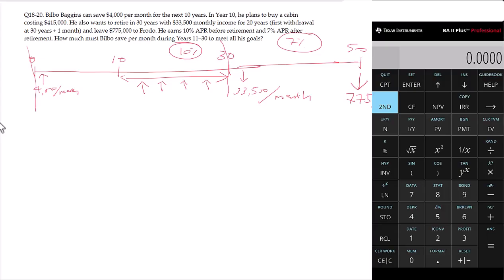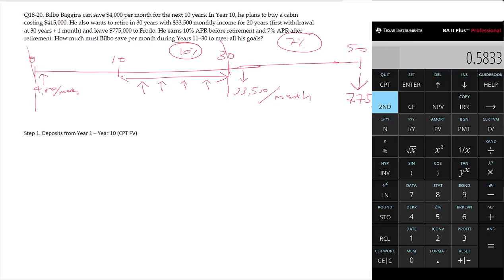Okay. And here I would like to start with just finding out what the monthly rate for post-retirement APR and pre-retirement APR is. So pre-retirement APR is 10%, so the monthly rate will be 10 divided by 12, which is 0.833333. And also post-retirement APR would be 7 divided by 12, which is 0.583333. So I'm just going to keep that in mind and use those numbers from now on as I go along.